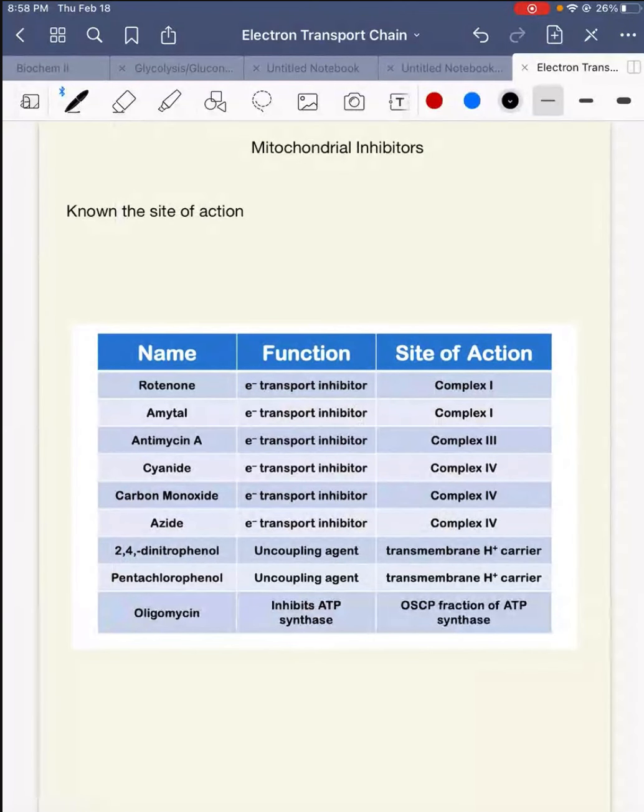Okay, so I added a slide on mitochondrial inhibitors. I'm not going to go through all of them, and I don't know if you expected to know them by name, but just know that you can have inhibitors acting on complex 1, 3, and 4. I don't know if there are any that can inhibit complex 2, but the ones listed here inhibit complex 1 through 4, and then some of them are uncouplers. So these two are uncouplers, and then oligomycin inhibits ATP synthase.